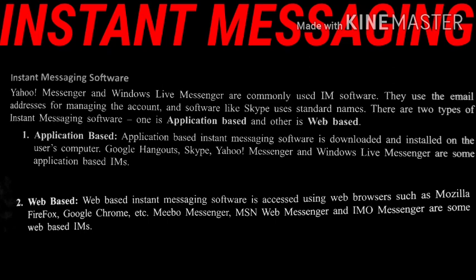First one, application based. Application-based instant messaging software is downloaded and installed on the user's computer. Google Hangouts, Skype, Yahoo Messenger, Windows Live Messenger are some of the application-based instant messaging software.